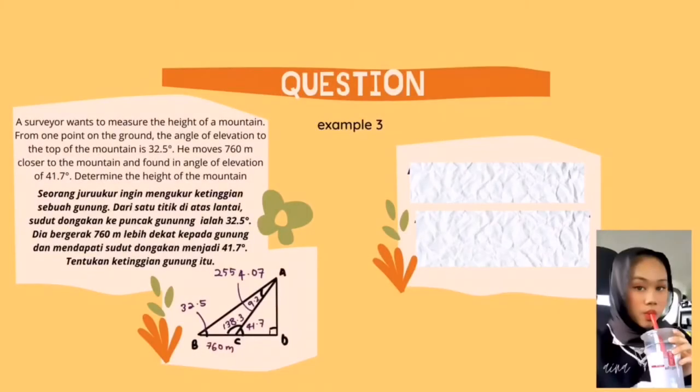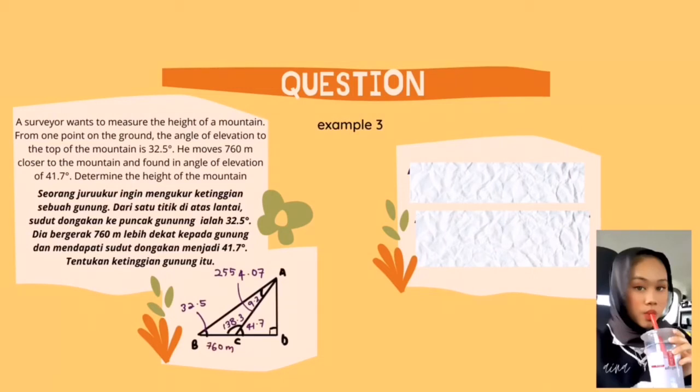For example 3, a surveyor wants to measure the height of a mountain from one point on the ground. The angle of elevation to the top of the mountain is 32.5 degrees. He moved 760 meters closer to the mountain and found an angle of elevation of 41.7 degrees. Determine the height of the mountain. Okay, first we're gonna start by drawing a diagram so that we can understand the question better. As we can see from the diagram, we will need to find the length of AD.